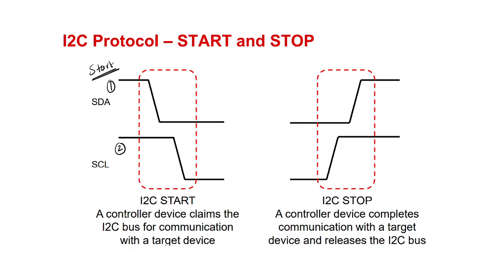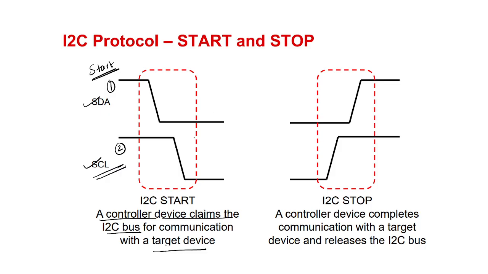That means a controller claims the I2C bus. What is the I2C bus? SDA and SCL. So it claims the I2C bus for communication with the target device. How to claim? First SDA should go from high to low, and after that SCL should go from high to low. This is the start condition.